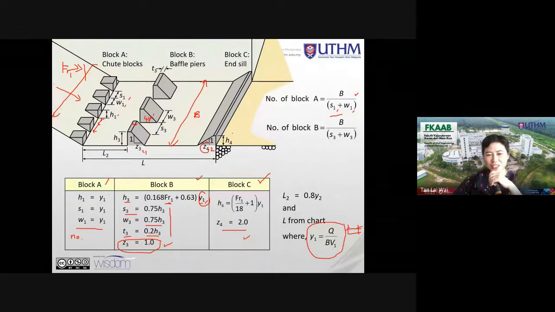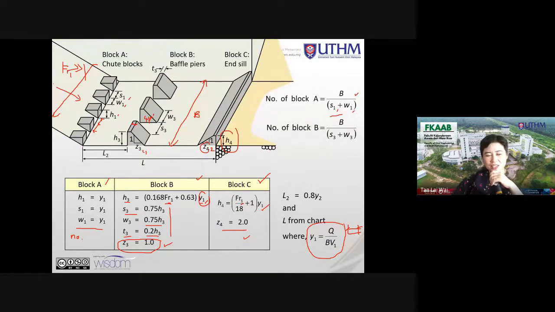Now, how are you going to determine the height of the end sill? It is Froude divided by 18 plus 1 times Y1. This is actually readily available. If you can calculate for H3, that means you can calculate for H4 already. Now, hope everyone is clear so far. If you have questions, please stop me.